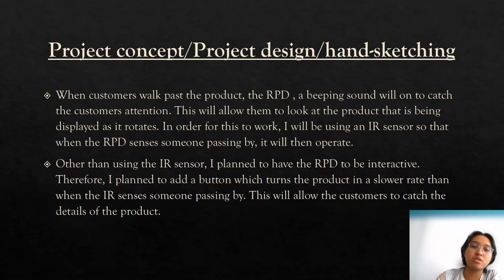Other than using an IR sensor, I plan to make the RPD an interactive product to engage with the customers. So I plan to add a button which turns the product at a slower rate than when the IR senses someone passing by. This will allow the customers to catch the details of the product. As the customers press the button, they will see the product being displayed in a much more detailed way.